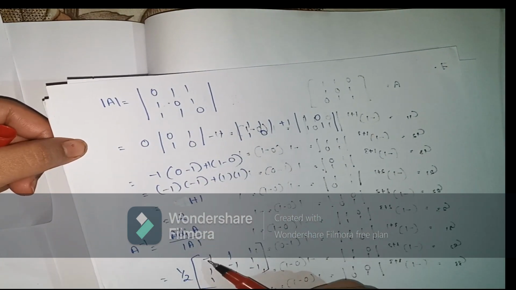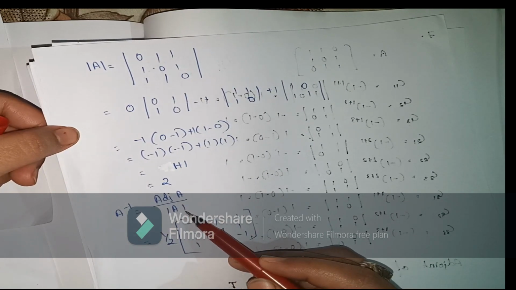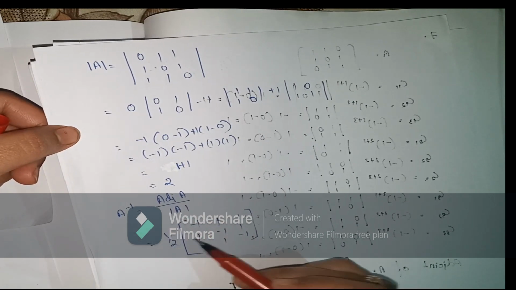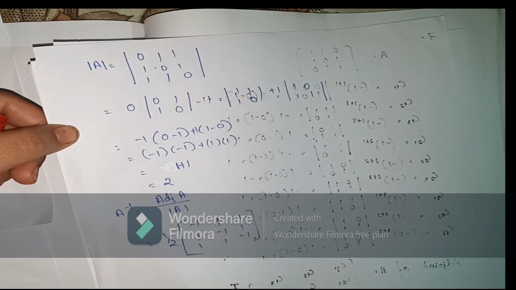After finding the adjoint of A, next you have to find the determinant of A. You know how to find it. The determinant is 2. So how to find A inverse? Adjoint of A divided by determinant of A. So it's half multiplied by this. This is the method to find the inverse using the adjoint method.